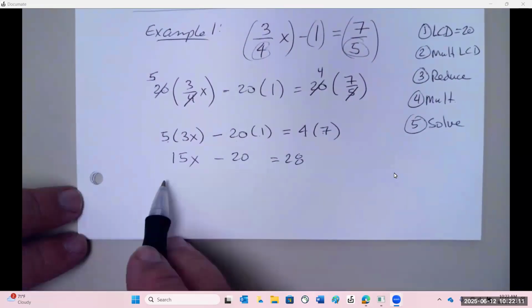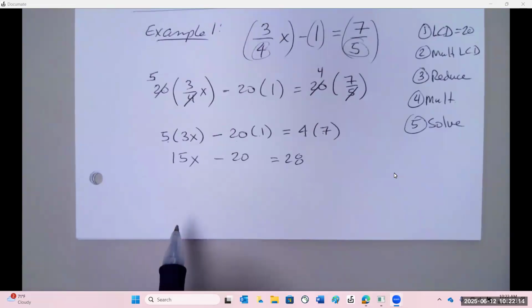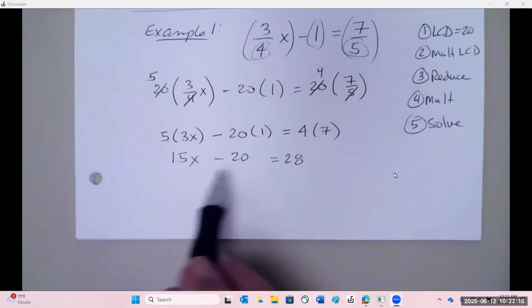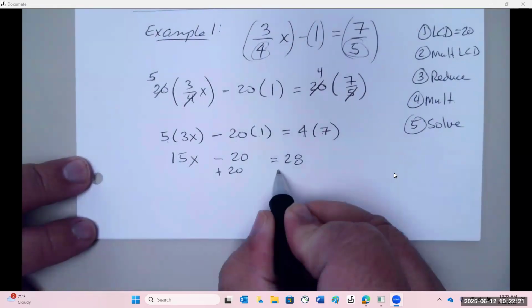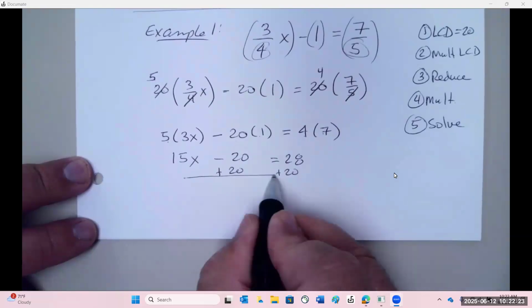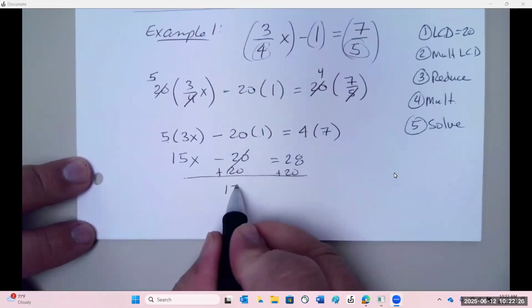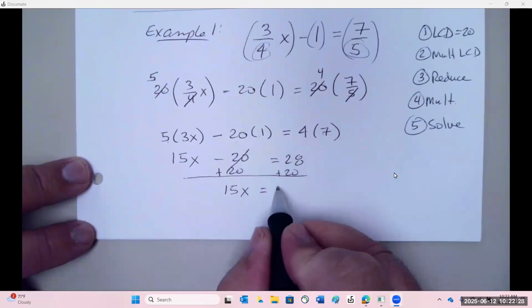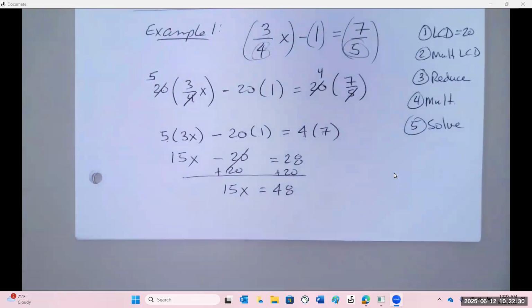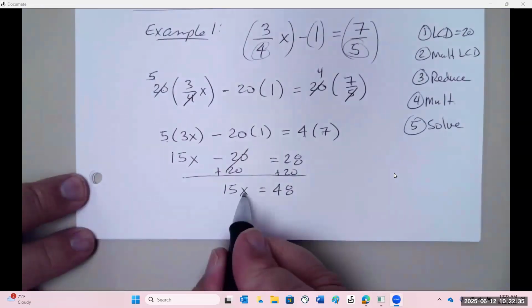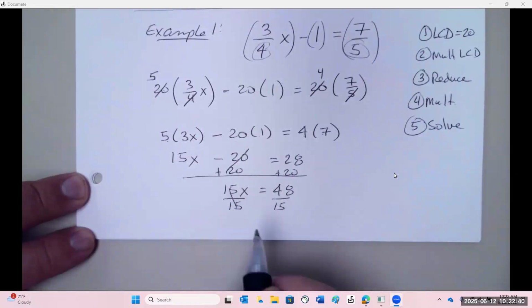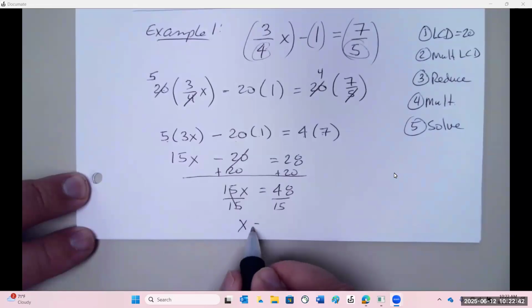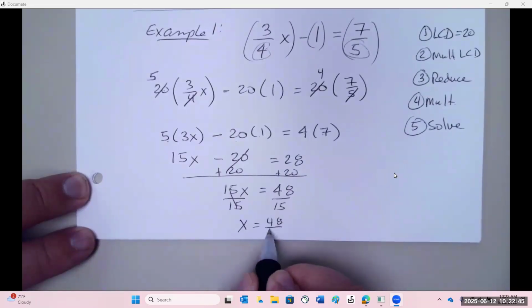Using the addition principle. Remember, always get rid of addition and subtraction first. So what do we get rid of? We have to get rid of the 20. So we have to add 20 to both sides. 15x equals 48. Then what? This is multiplied, so do the opposite. Divide 15 by 15 on both sides. So x is equal to 48 over 15.